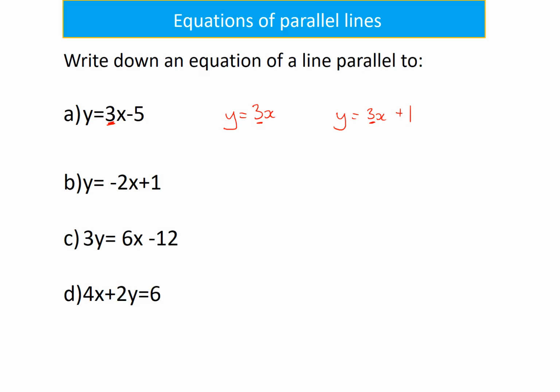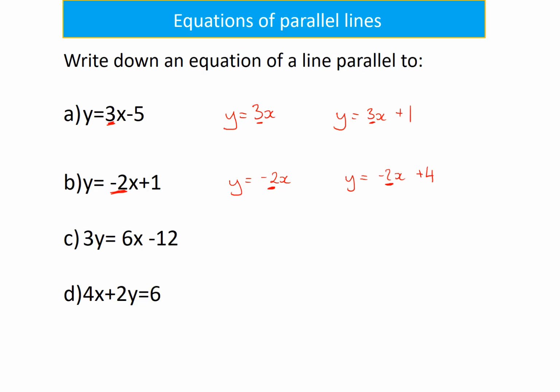So for part B, the gradient is minus 2. So y equals minus 2x will be an equation of a line that is parallel to line B. It could be y equals minus 2x plus 4. It could be plus 10, it could be minus 5. It doesn't really matter as long as the gradient is the same.